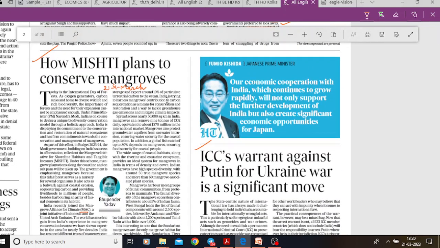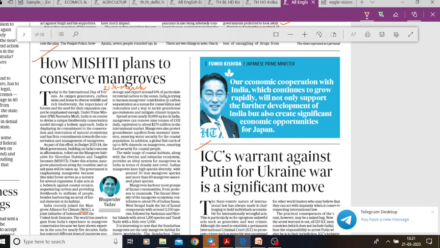So that was the SVB crisis. I think you have understood why that financial crisis happened and why the operation of the SVB bank came to a standstill, and what learnings India can take, and how it is important to manage a bank's balance sheet, its risk and asset, and how it is important for the banks to maintain all kinds of capital so that a bank run situation never happens. Now, the second thing is how MISHTI plans to conserve mangroves.